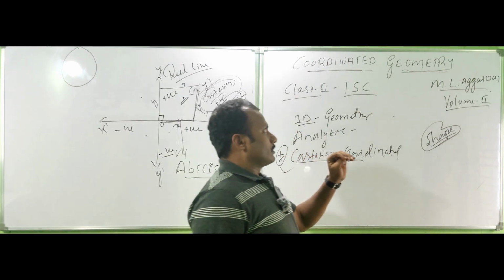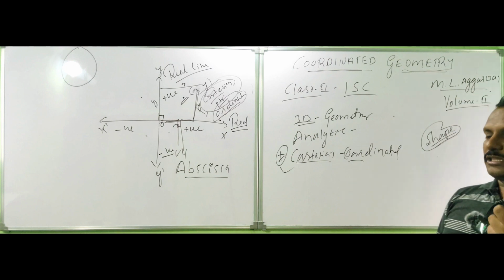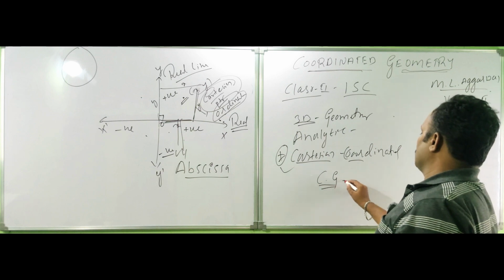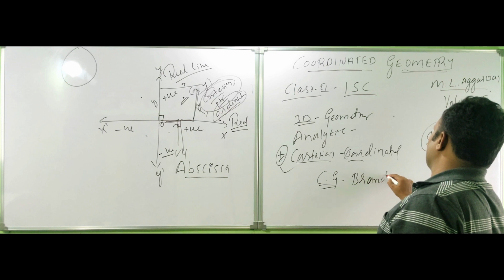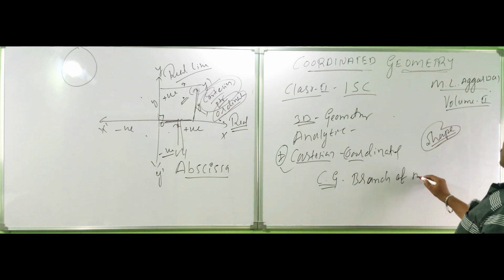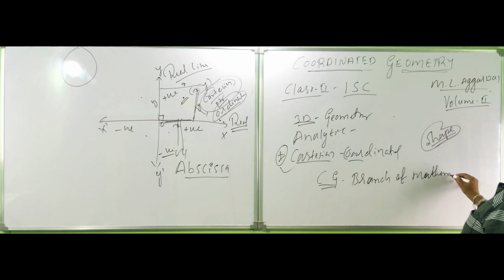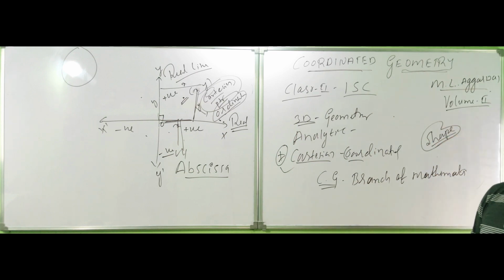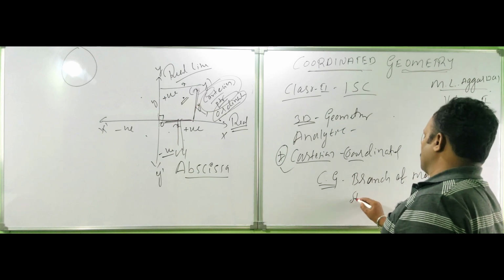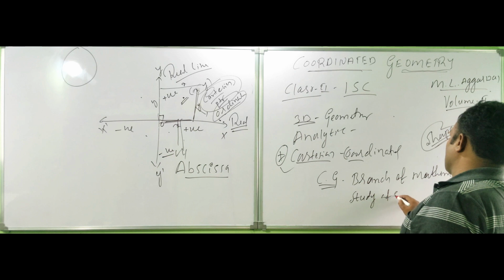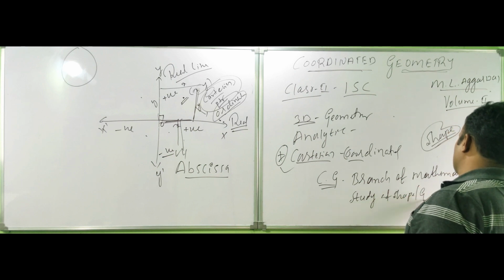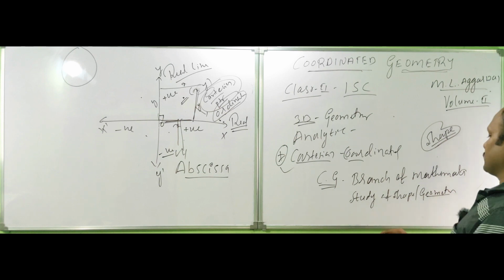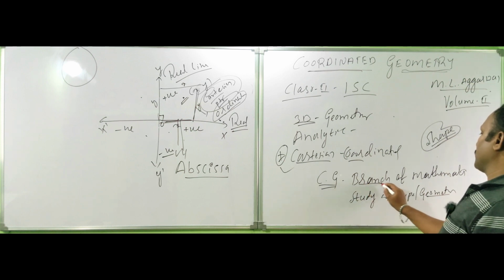In the mathematical definition, coordinate geometry is a branch of mathematics which deals with the study of shapes or geometries, geometrical shapes, with reference to these lines.